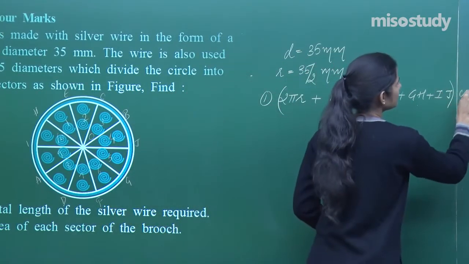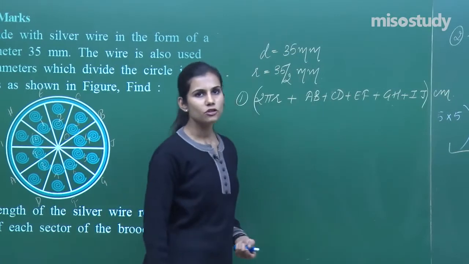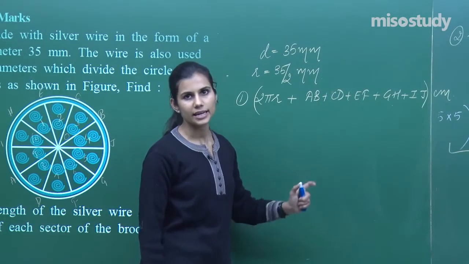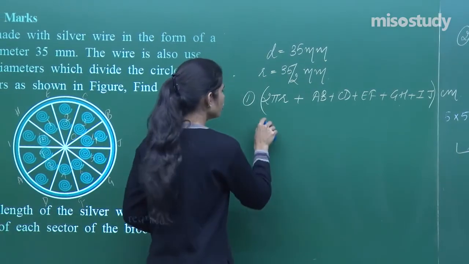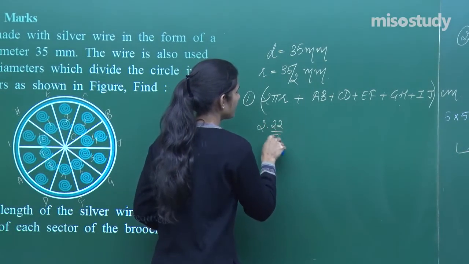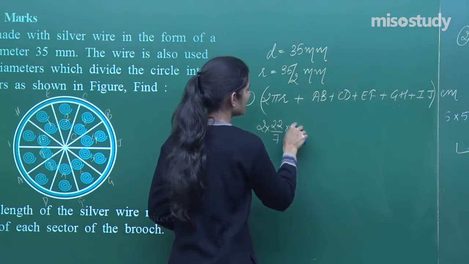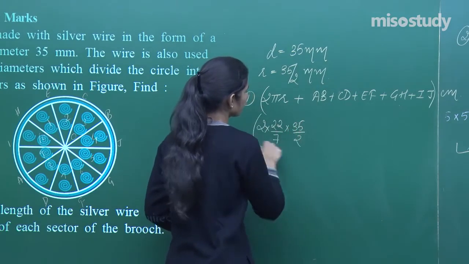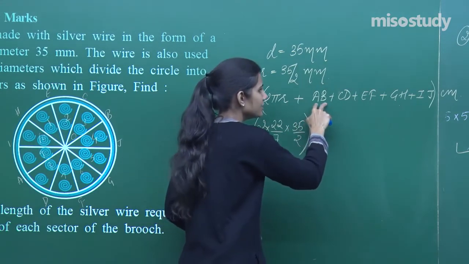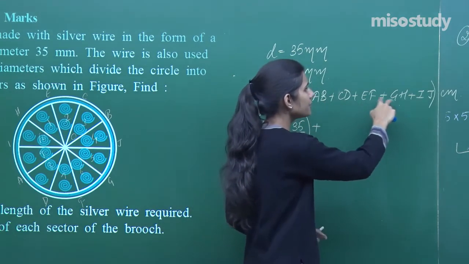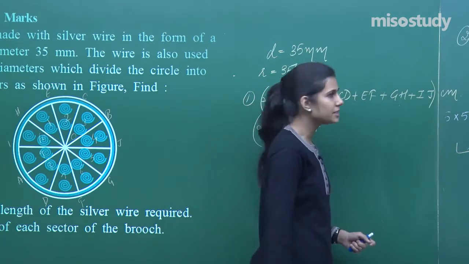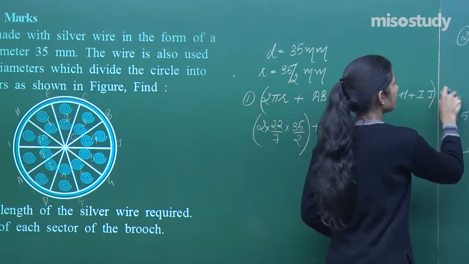This much I need as the length of the wire to cover this entirely, that is the boundary as well as the 5 diameters. That is 2 into pi into r, r is what? 35 by 2, plus length of the first diameter plus length of the second diameter plus length of the third diameter plus length of the fourth plus length of the fifth diameter. It's not cm, it is mm.